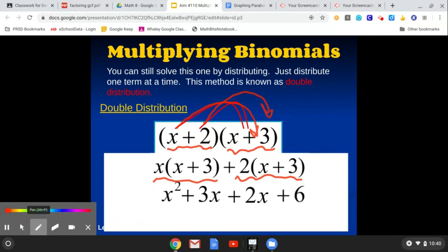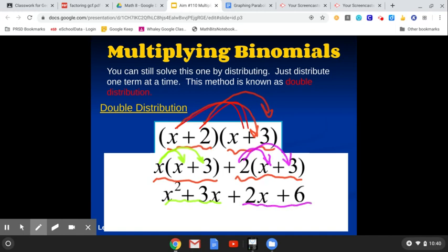For those that were having trouble following what just happened there, we did x times x and x times 3. That's how we got this part. Then we did 2 times x and 2 times 3. And that's how we got that part there. So for those where I went a little bit too fast, that's what happened there.